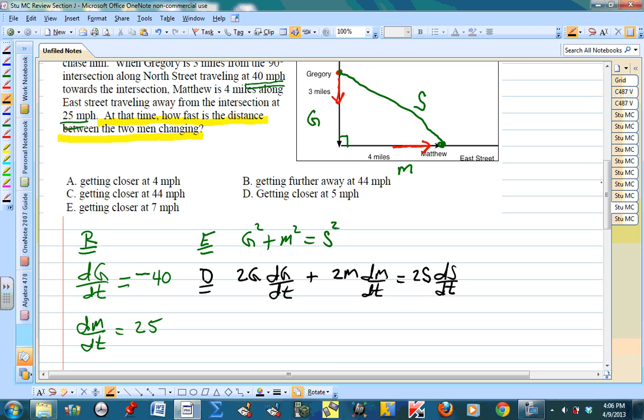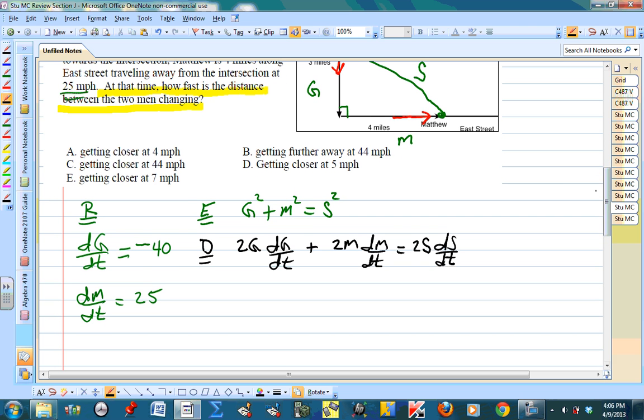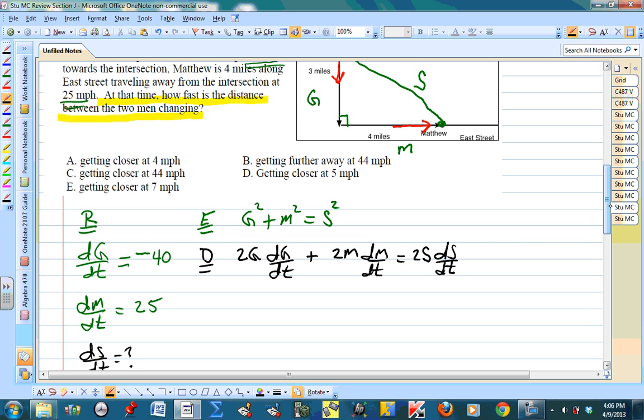And I just realized something. I failed to write something down here. When we list our rates, we should list the missing rate. They want to know what's the rate of change of the distance between them. What's ds/dt at this point when g equals 3 and when m equals 4. Okay, now we're going to do the last part, and we'll substitute and solve.